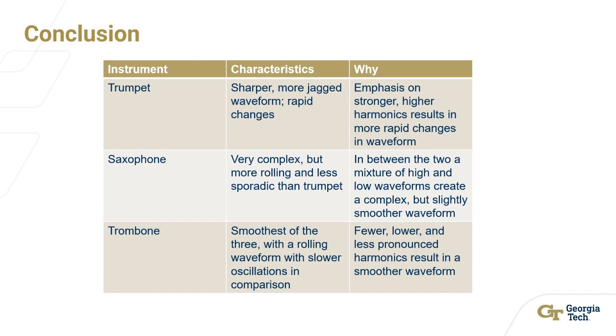Finally, in the middle is the saxophone, which has a very complex waveform, while it's just more rolling than the trumpet, but less sporadic. And this is because of how the saxophone is able to produce a mixture of high and low waveforms, which create a very complex, but less sharp and slightly less aggressive waveform.